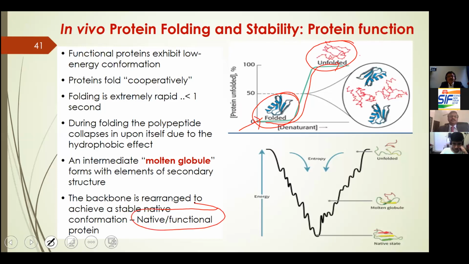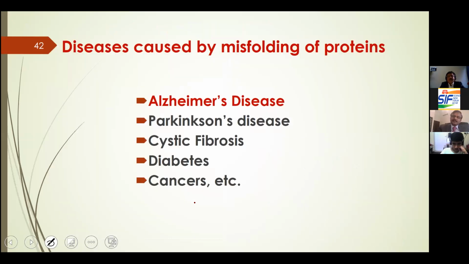So we asked this question: are there diseases that are caused by misfolding of proteins? The answer is yes. Alzheimer's disease is one, Parkinson's disease is another one, cystic fibrosis, diabetes, many cancers are caused because of misfolding of proteins. That misfolding could be because there are mutations in genes and so on. We will not go into that part. So remember, misfolding of proteins is a problem.